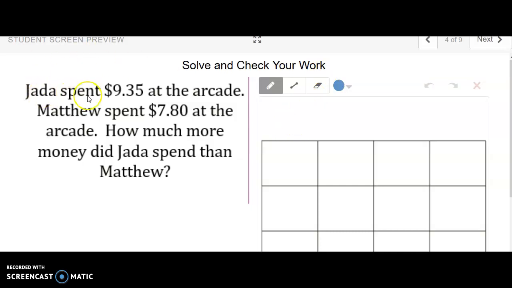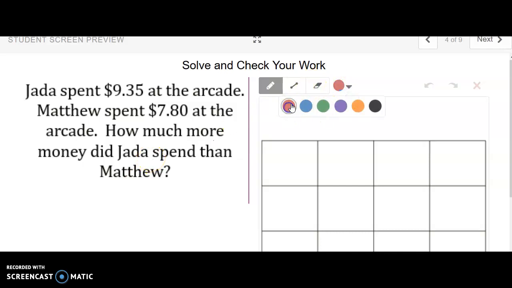So let's see. It says Jada spent $9.35 at the arcade. Matthew spent $7.80 at the arcade. How much more did Jada spend than Matthew? You've got to come up with an operation and solve this problem. When you see the words how much more, that's going to tell us they want to know the difference between what Jada spent and what Matthew spent. And finding the difference is subtraction.